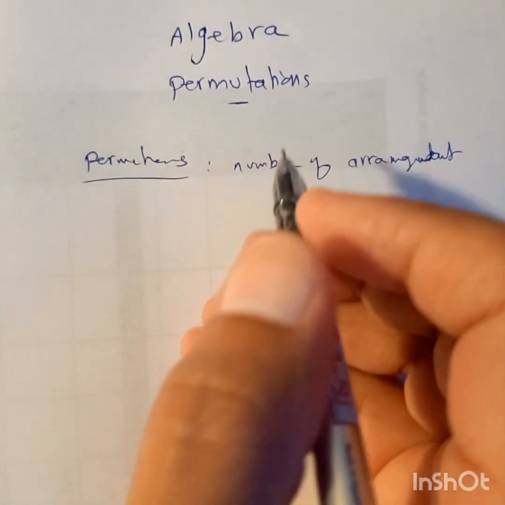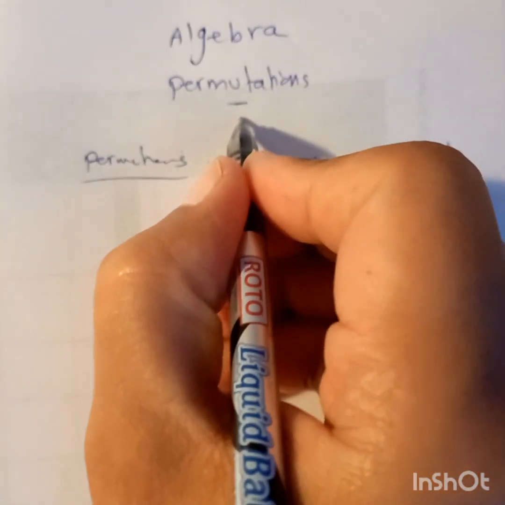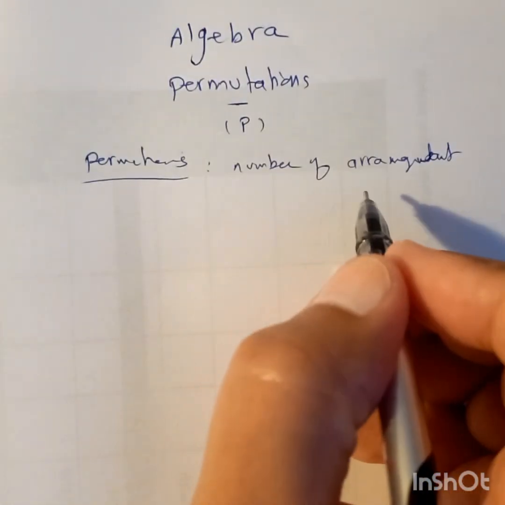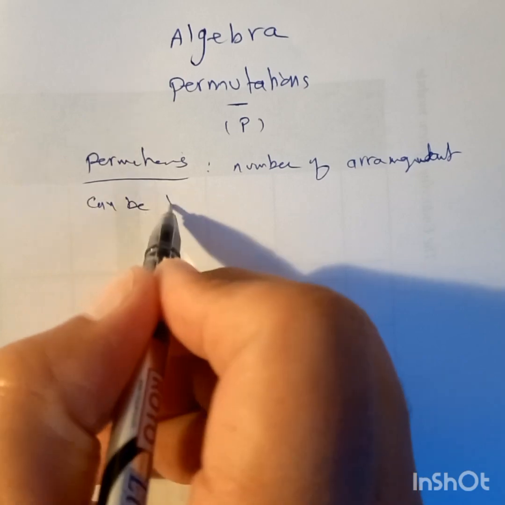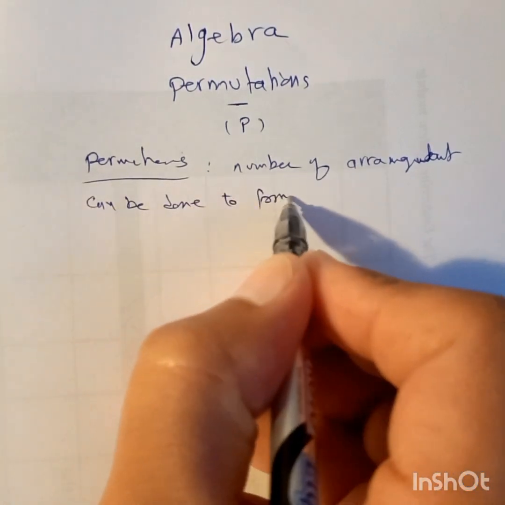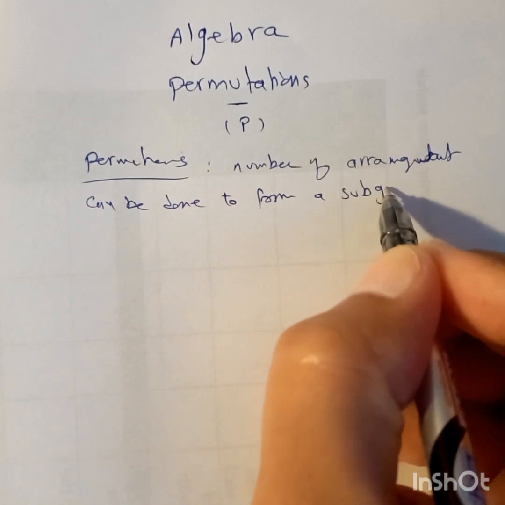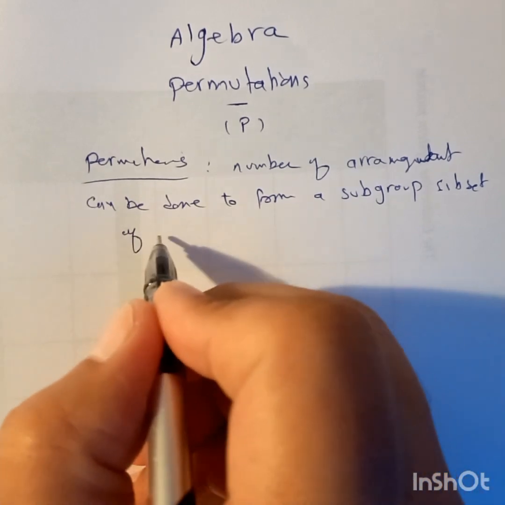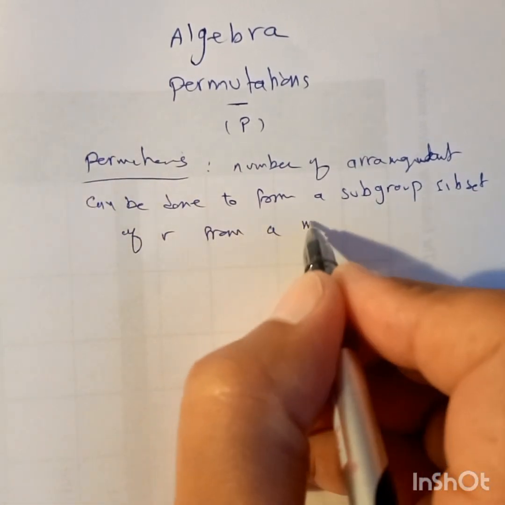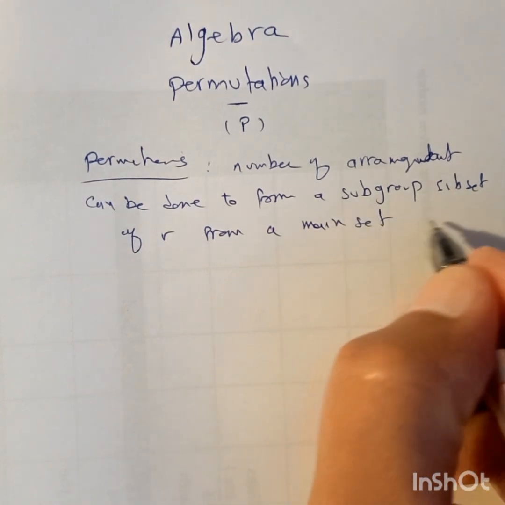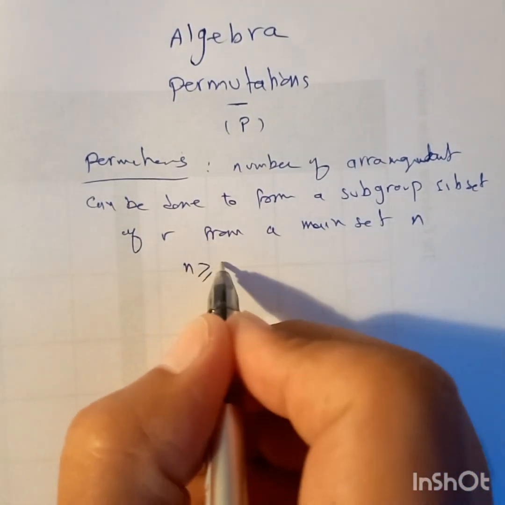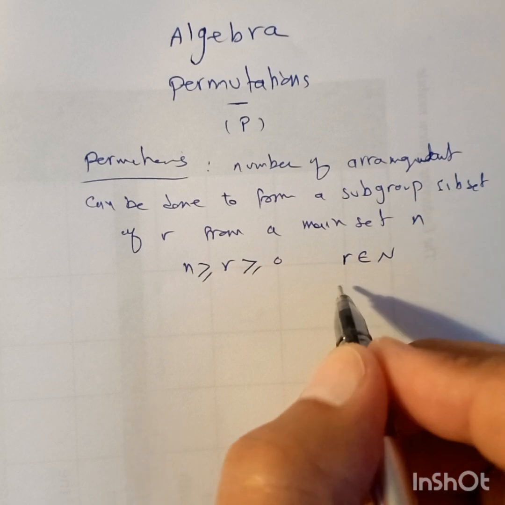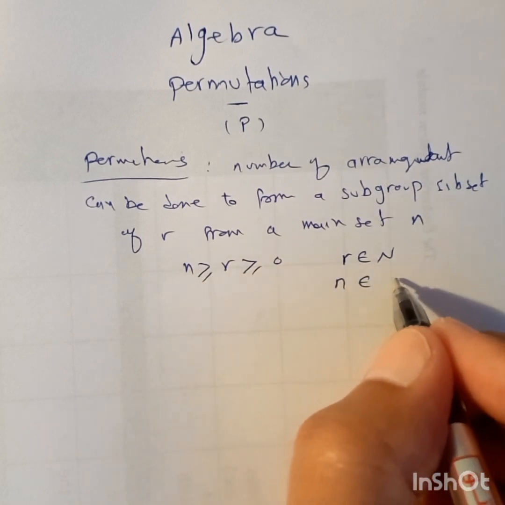Permutations, or shortly we can use P. The definition of permutation is the number of arrangements that can be done to form a subgroup, or subset, of a number of elements r from a main set whose number of elements is n, where n is greater than or equal to r, which is greater than or equal to 0, and r belongs to the natural numbers, and n belongs to the positive integers.